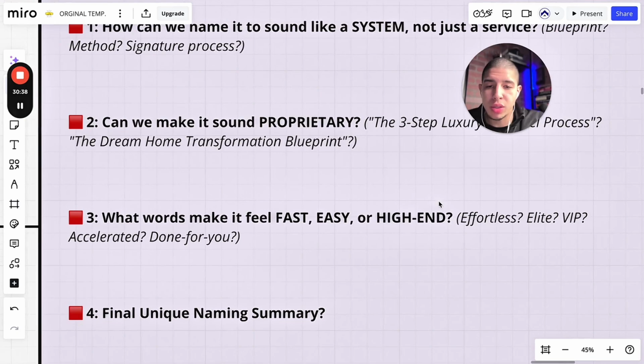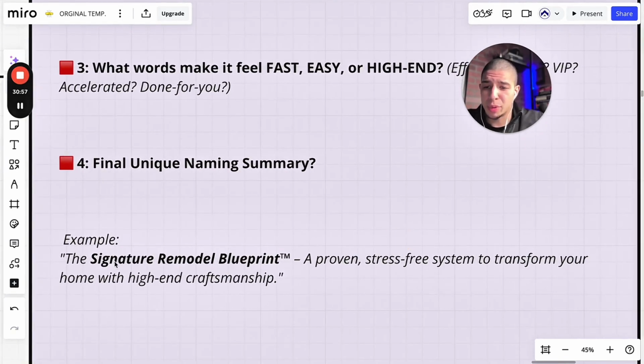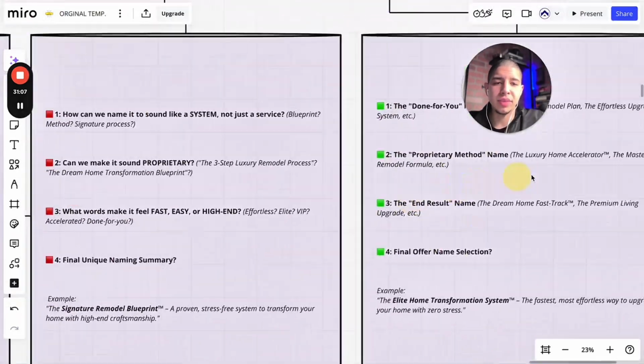What words make it feel fast, easy, or high end? Effortless, elite, VIP, accelerated, done for you. Now be careful because you don't want to sound like everybody else in the market. Use ChatGPT for this. Or if you're like me, use Holy Spirit, because that's my ChatGPT these days anyway. Example, the signature remodel blueprint, a proven stress-free system to transform your home with high-end craftsmanship. Easy money, right? Easy money.